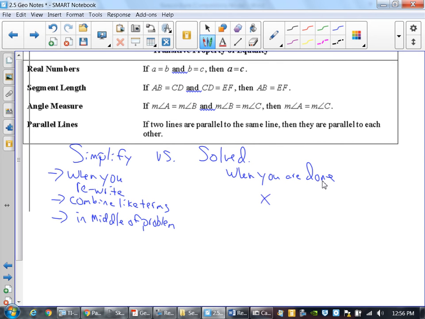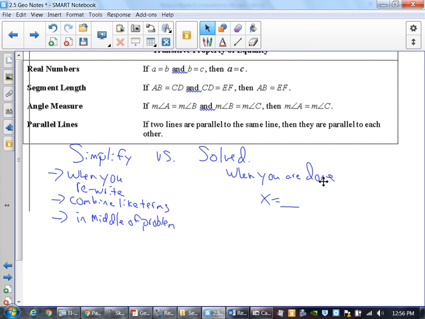When you're done with x equals blank, when you know that you've solved for x, so you're done, that's the only time you use "solve." Versus "simplify" is when you're rewriting, when you are combining like terms, things of that nature. Generally when you're in the middle of a problem.